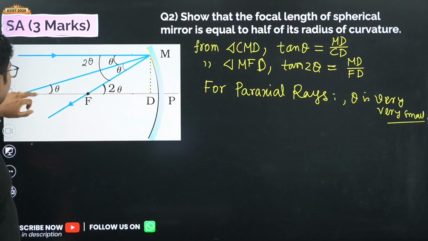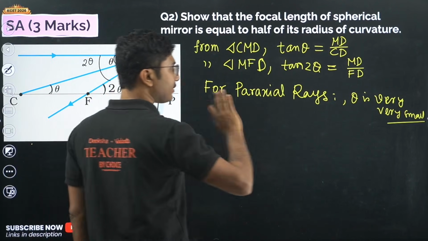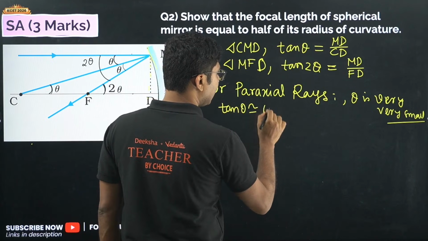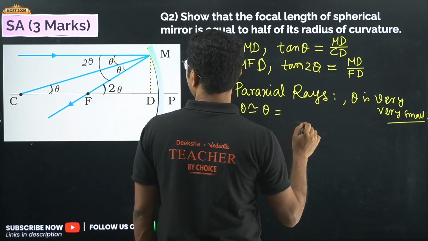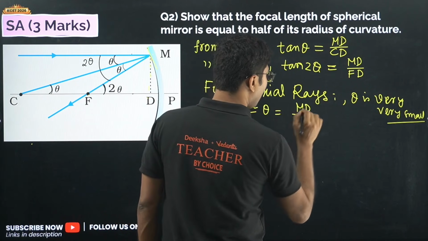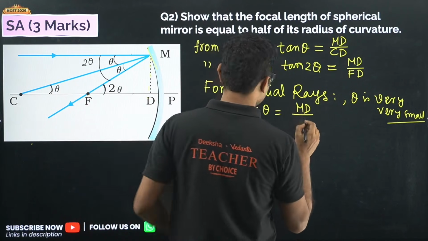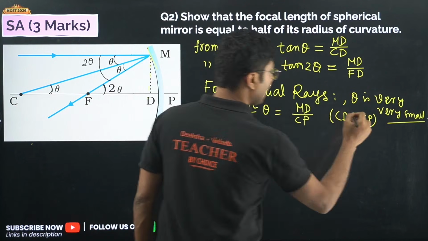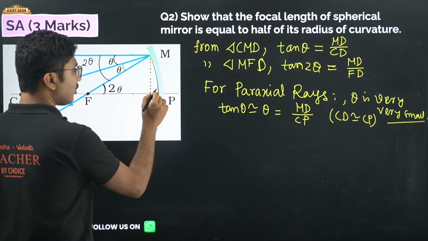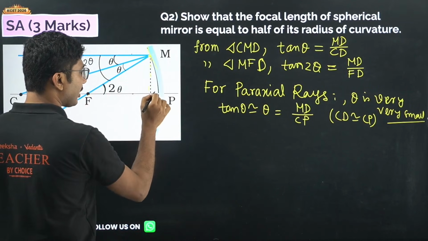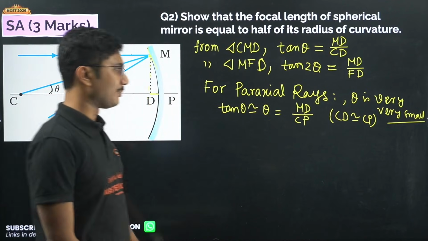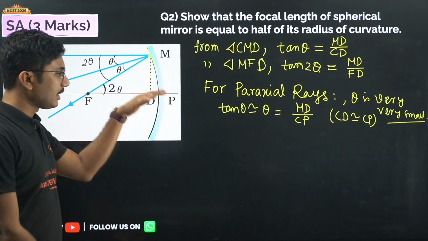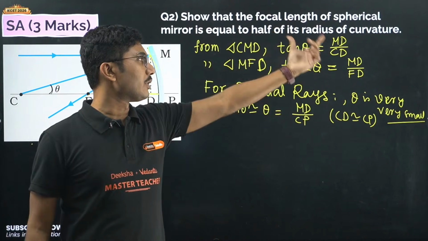So we can say that for paraxial rays theta is very small, so tan theta should nearly be equal to theta, and that is equal to MD divided by, instead of writing CD, we will write CP. Okay, why? CD is nearly equal to CP. For paraxial rays, again the ray is very close, that means the point M is very close to the point P, and D will be almost the same as P. Okay, so these are the two approximations we have made. First, for paraxial rays theta is small, and CP is equal to CD.